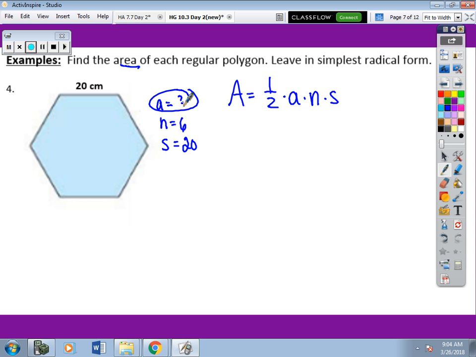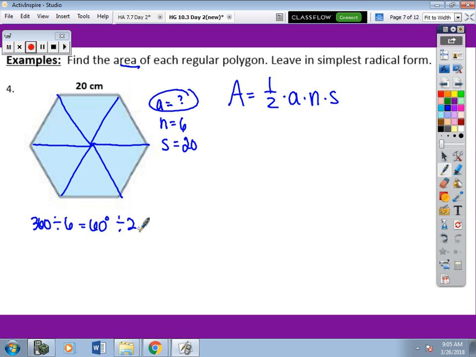So that's where we're going to have to use the angles we just talked about to figure out what the apothem is. So again, you might want to draw these in to find out what the angles are. We'll take 360 divided by 6, the number of sides. We get 60. We then divide that in half to get 30. You have to draw in your apothem to make 2 right triangles. And now we have a 30, 60, 90 right triangle.